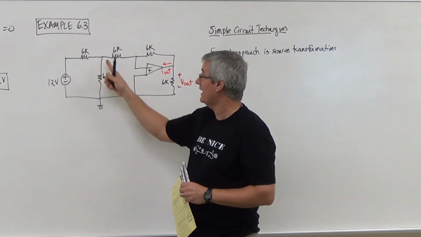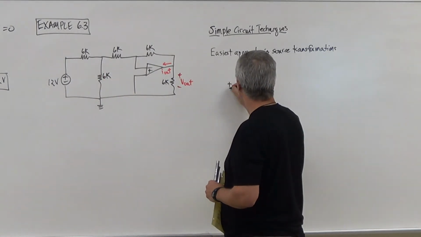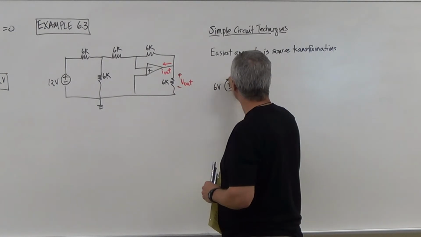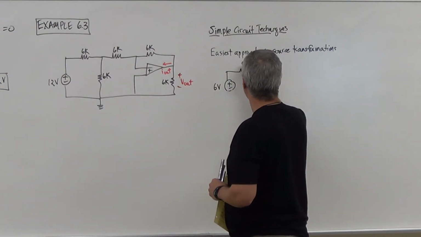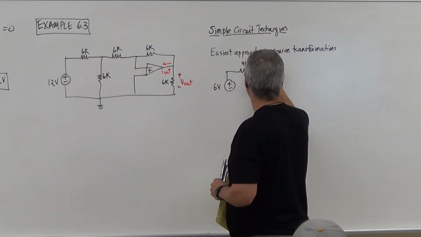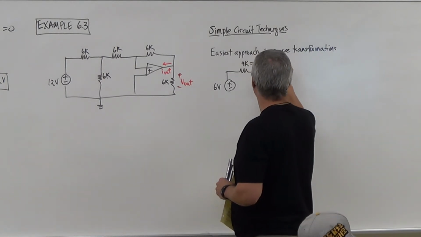And then I get a 3, and then I add that. So then I get this circuit right here. I get 6 volts. I get 9K because I get a 6K plus a 3K.